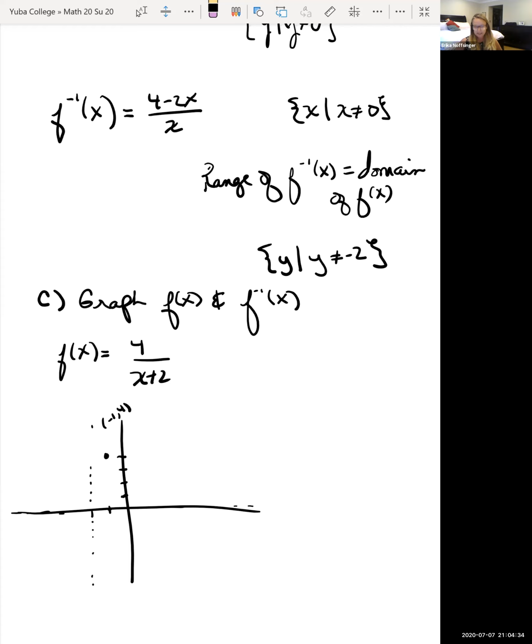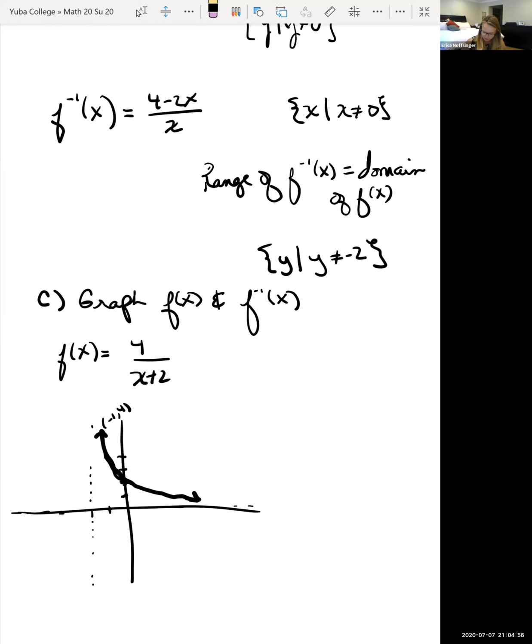If I plug in 0 for x, I get 4 over 2. So that's (0, 2). Like I said, I already knew what that shape was going to look like because of transformations and asymptotes. So this is our f of x function.